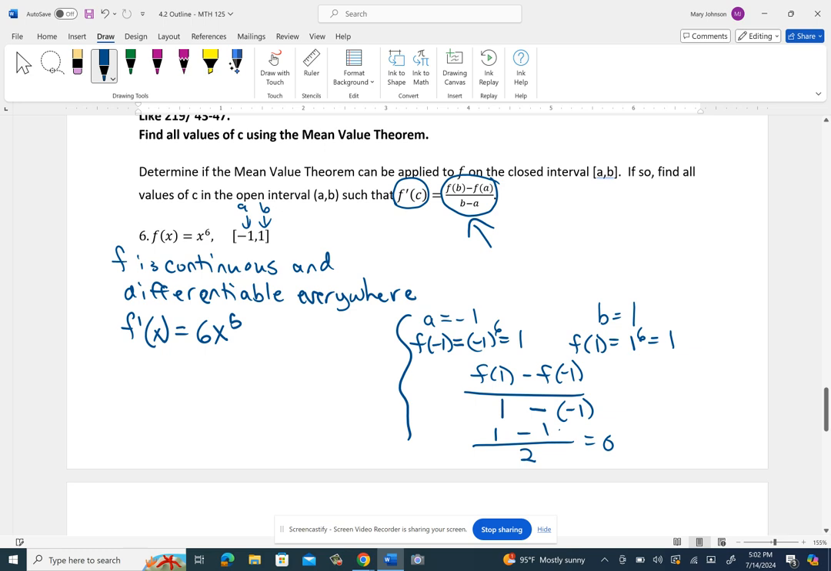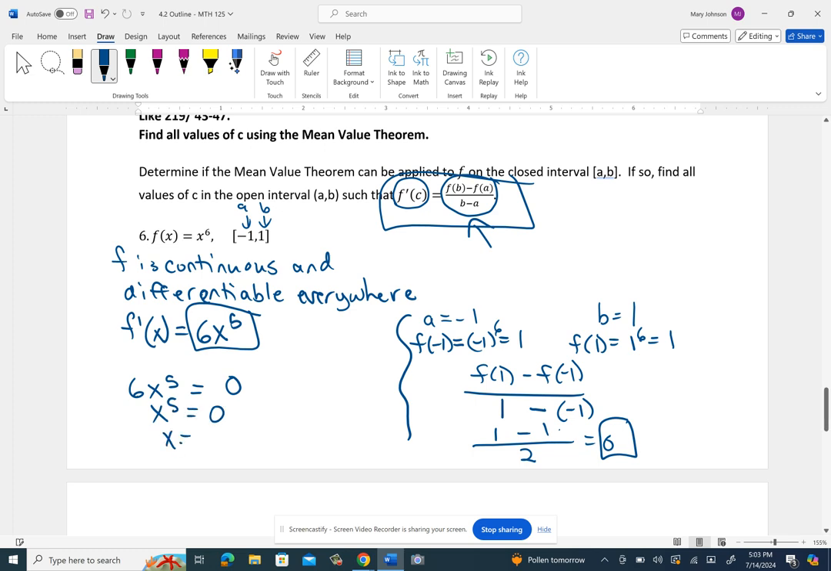All right, so now what you need to do is this part. Set the two equal. So 6x to the 5th would have to equal what this turned out to be. Okay. And so x to the 5th would have to be 0. X would have to be 0, and 0's in that interval from negative 1 to 1. So the c they're talking about would be 0.